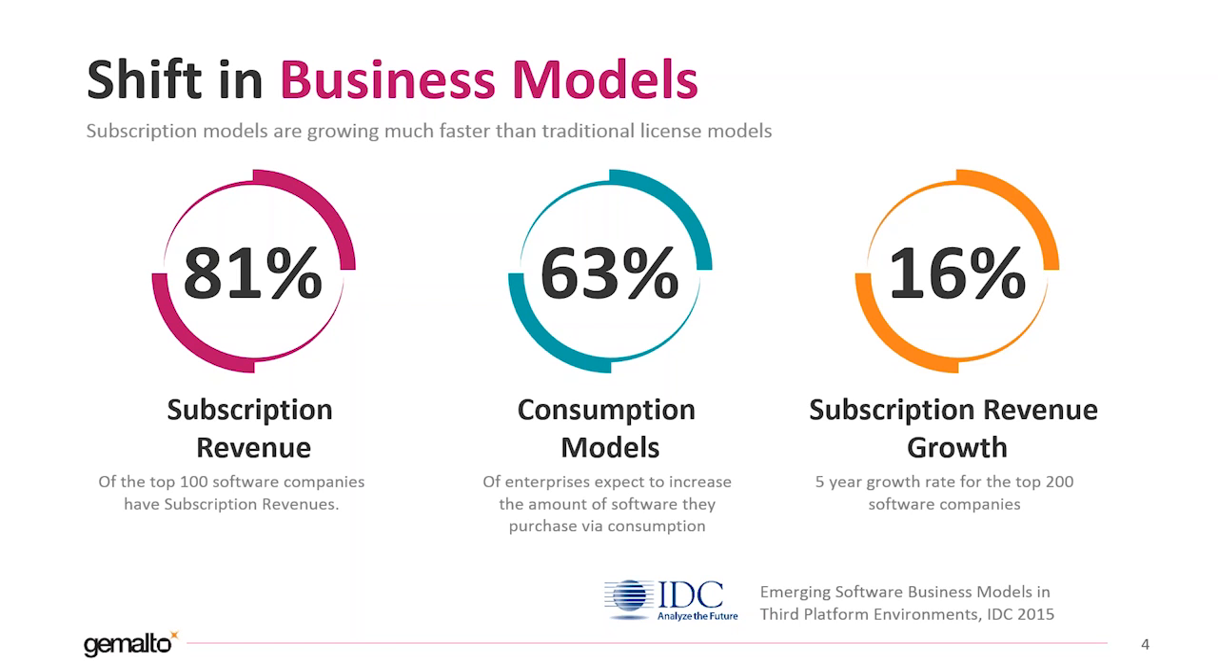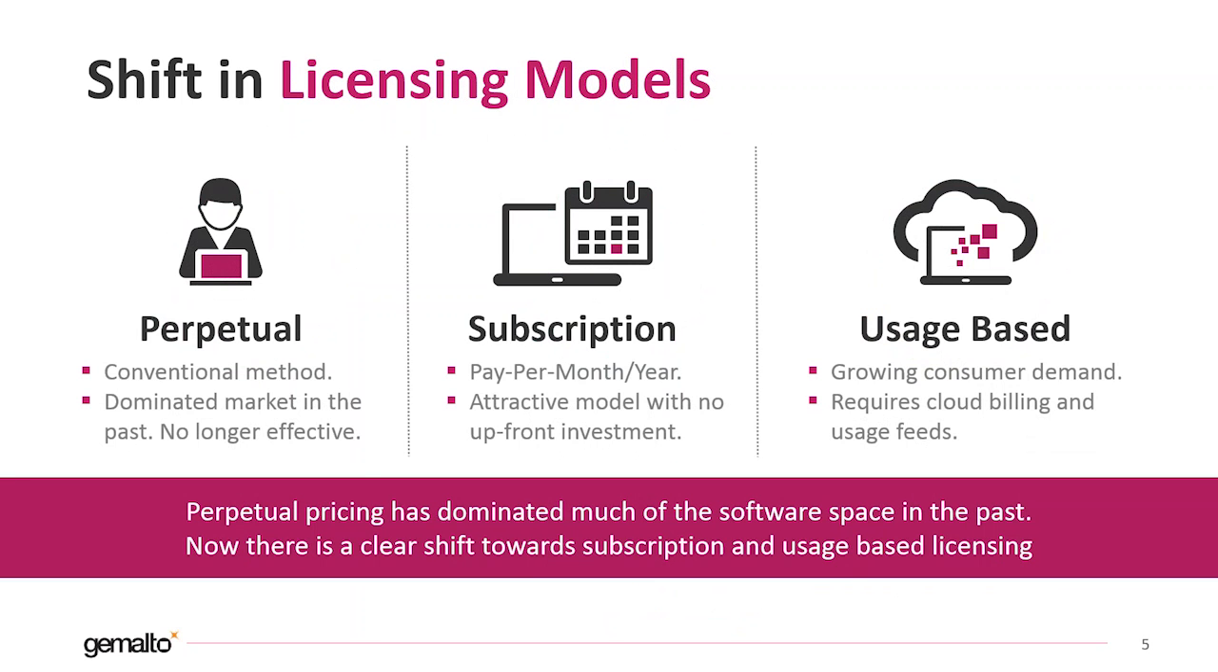We'll get further into what those models look like when we look at the 4 core business models. On average, the top 200 software companies expect to grow their subscription revenue by 16% over the next 5 years. So the point here is subscription and these consumption models. This is where the growth is, and pricing is no longer just a perpetual model. Of course, we know the perpetual model is the one-time sale, the conventional model that dominated the market.